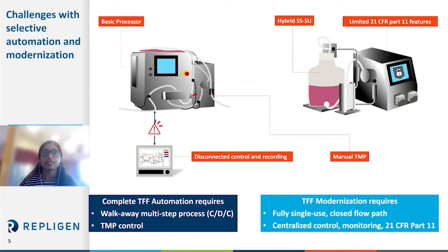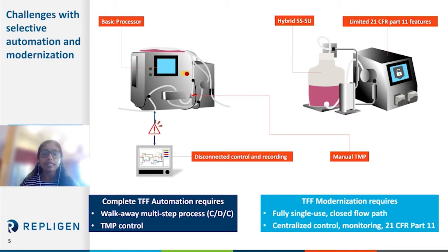There are several large-scale systems with complete automation. However, that level of automation doesn't exist for the small scale. Some systems still have a basic processor, have disconnected control and recording, manual TMP adjustment, hybrid stainless steel and single-use flow paths, and limited 21 CFR compliance.